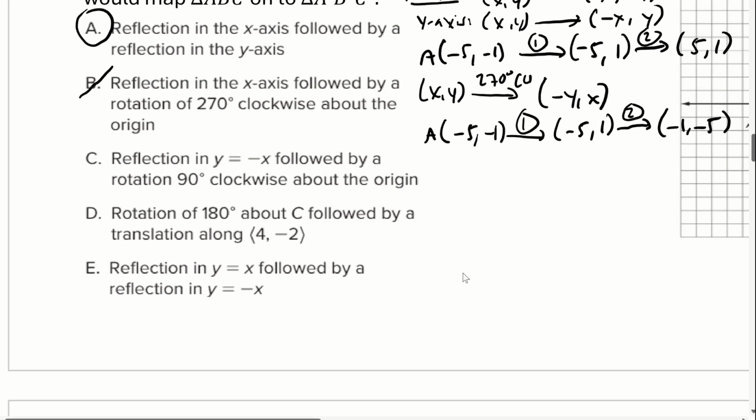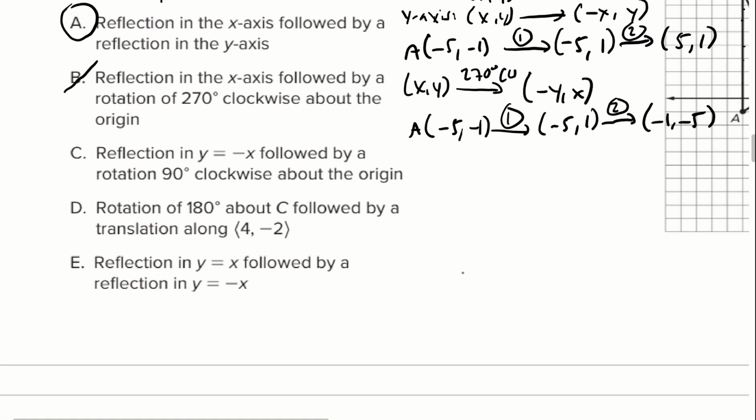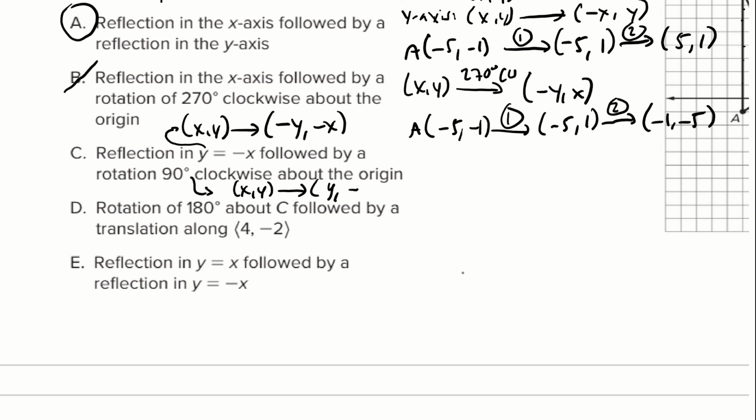All right, let's do reflection in y equals -x, and then a rotation 90 degrees clockwise. Let's write down the rule for y equals -x. I'll put it over here. The rule for y equals -x is you switch the coordinates and put negatives. And the rule for 90 degrees clockwise is (x, y) goes to (y, -x). Okay, so those are your two rules. So let's apply that to A, (-5, -1).